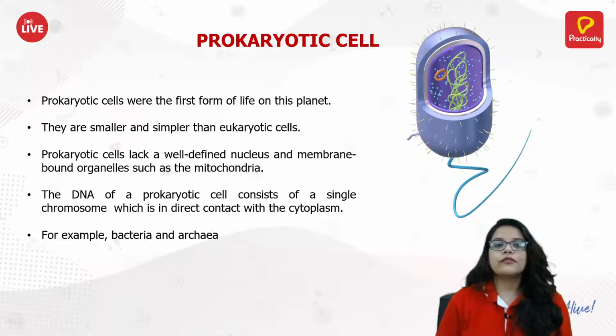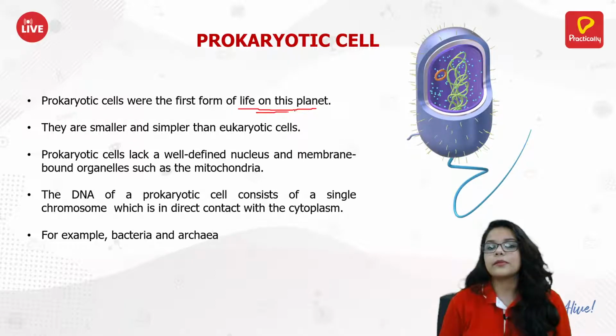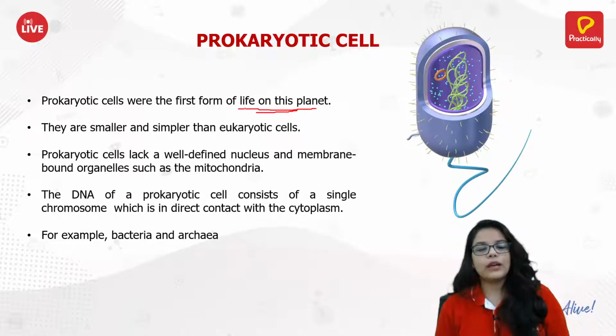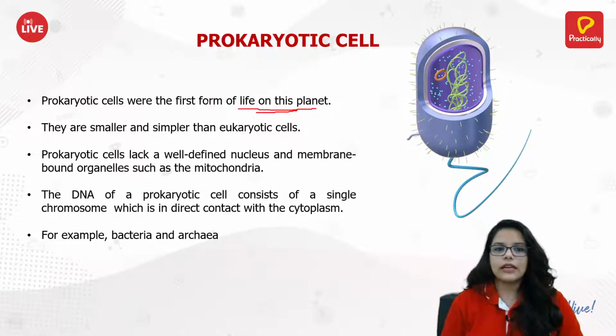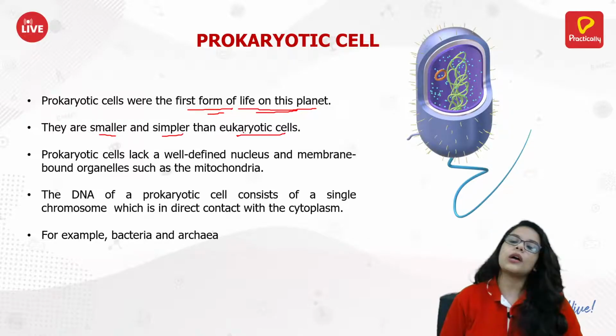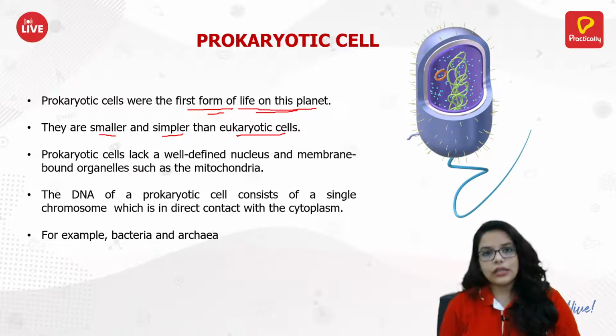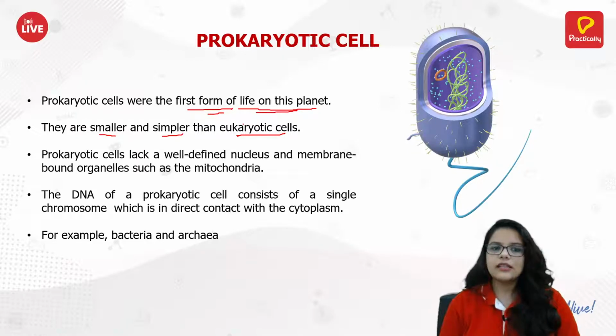So the first is the prokaryotic cell. They were the first form of life on this planet. That is why we call them primitive. Because it is the first form of life on the planet. They are smaller and simpler than eukaryotes, because they do not have a lot of organelles. They do not have a proper nucleus. That is why they are smaller and simpler.